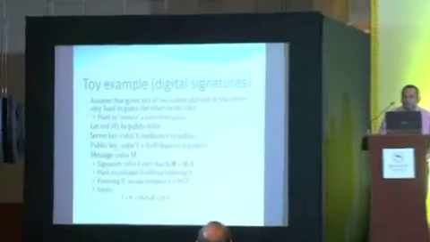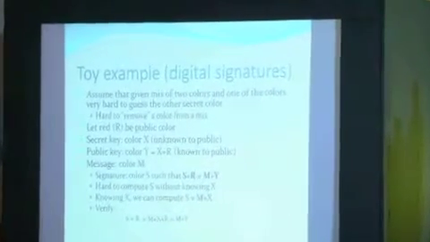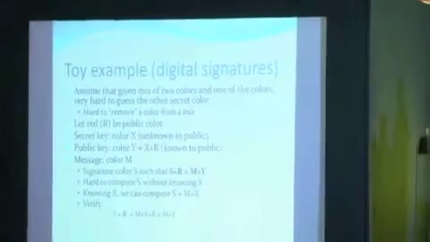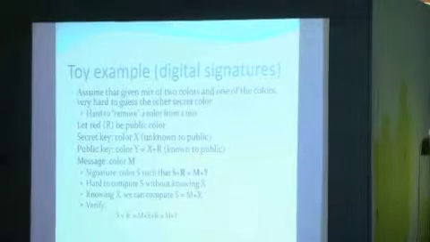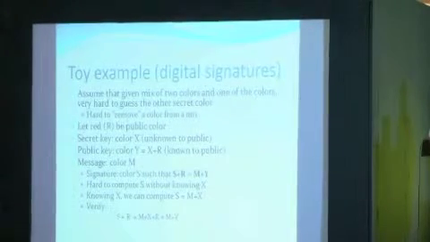So assuming that it's hard to remove colors, that means it is hard to compute S without knowing X. If you look at it carefully, you will see what I'm telling, instead of me trying to explain it. And knowing X, we can compute that S. We simply put 1 liter of M and 1 liter of X, and we have a signature, and it can be verified. So let's check if it verifies correctly or not.